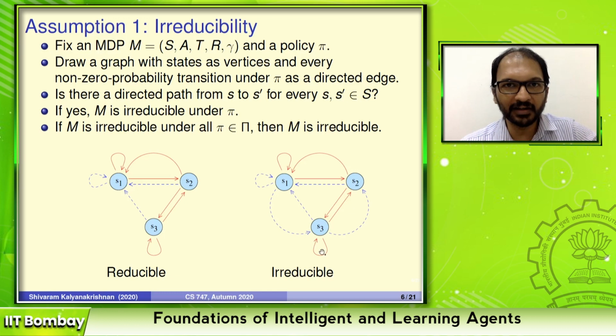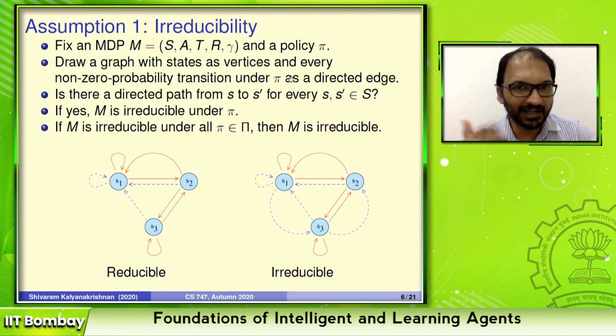Okay, the second MDP is irreducible. The first one is reducible. So now let's look at the formal definition. Let's fix an MDP and a policy for that MDP. Okay, there's M and there's pi.